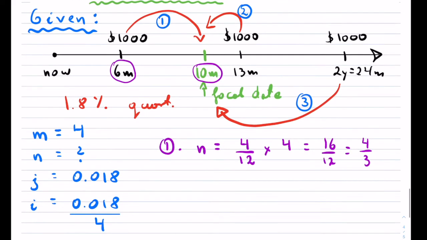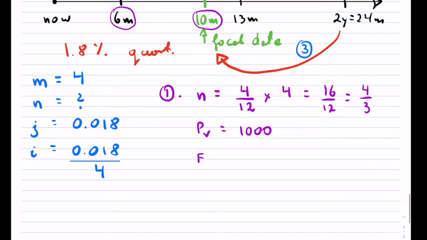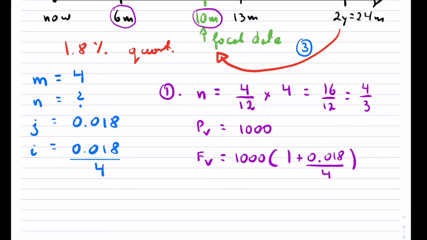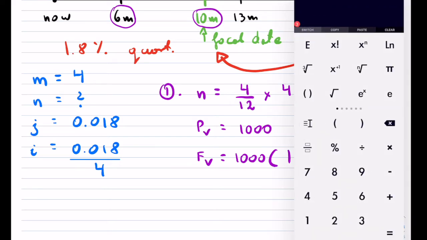And now what else do they give me? I am moving money forward. I am going from here to there, in this direction. So that is my present value, which is $1,000. And since I am moving it forward, I need to know what the future value is. My future value is the present value times 1 plus I, where I is 0.018 over 4, to the power of n, and that is 4 over 3. So how do we input this in? Here we go.